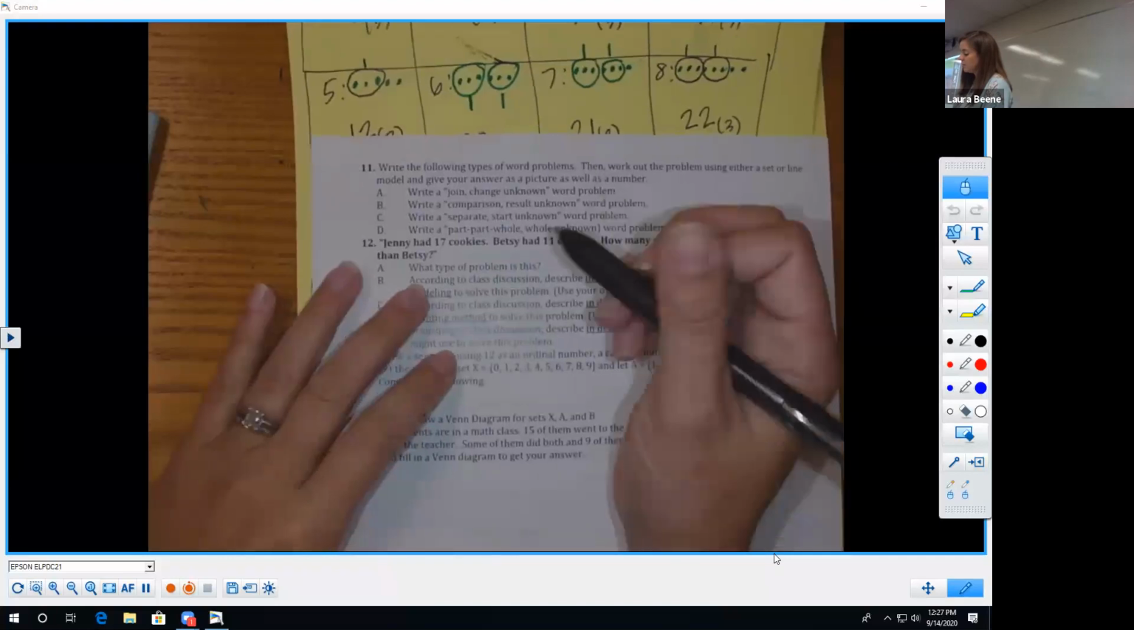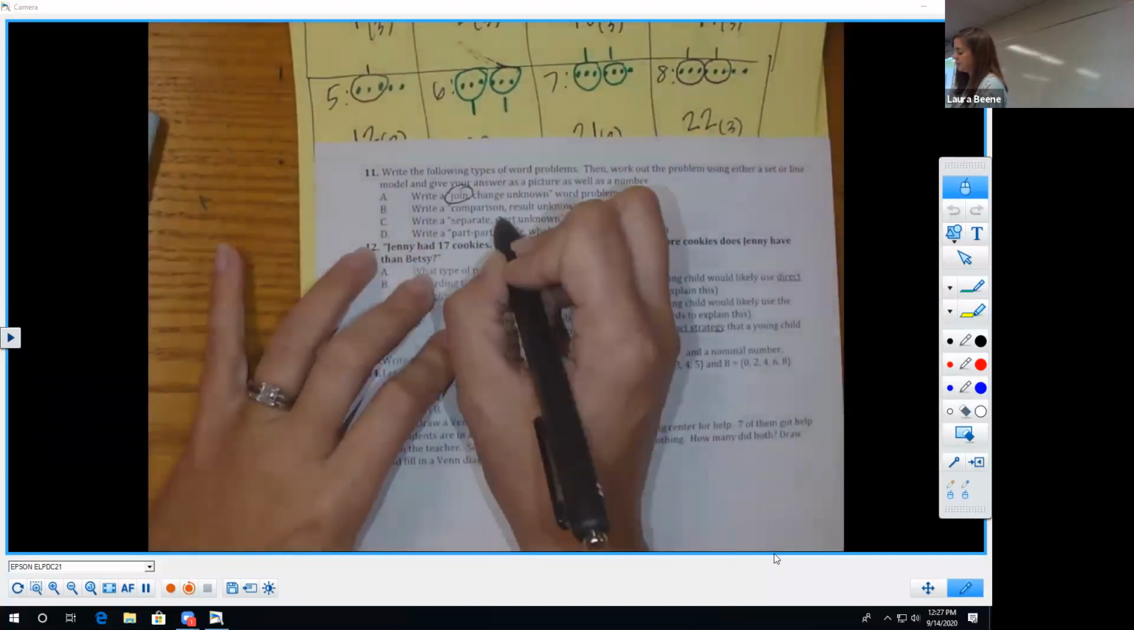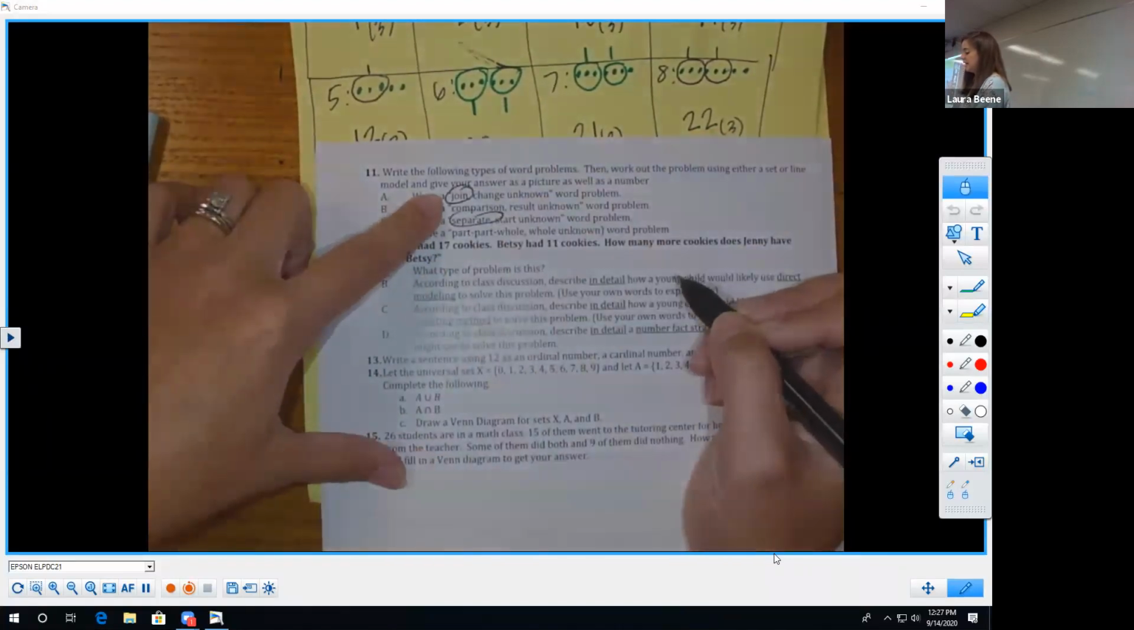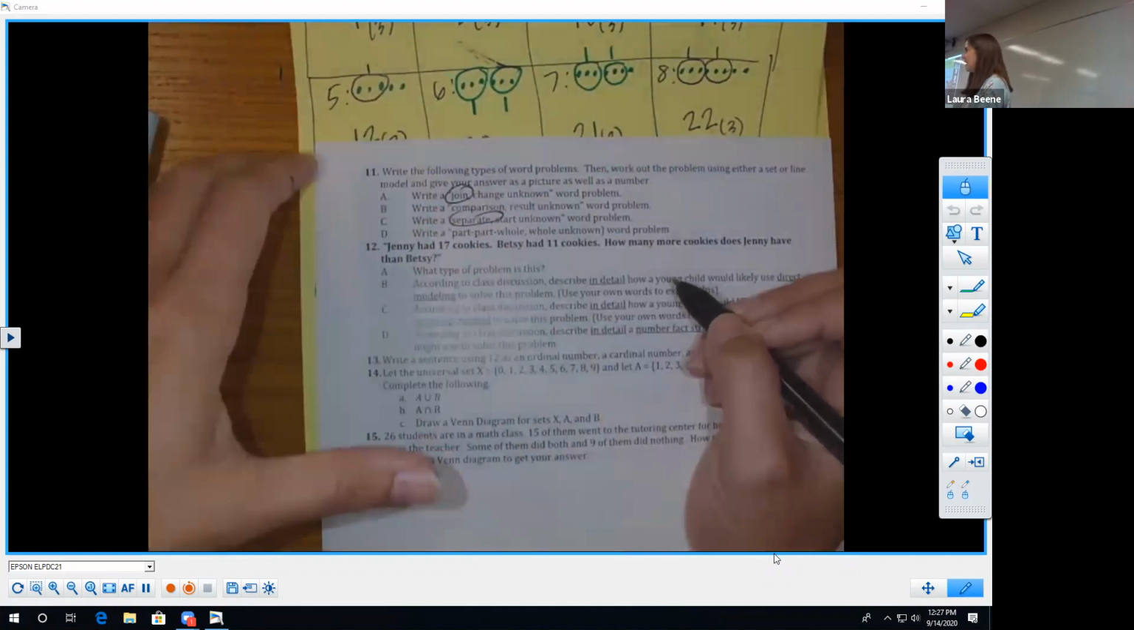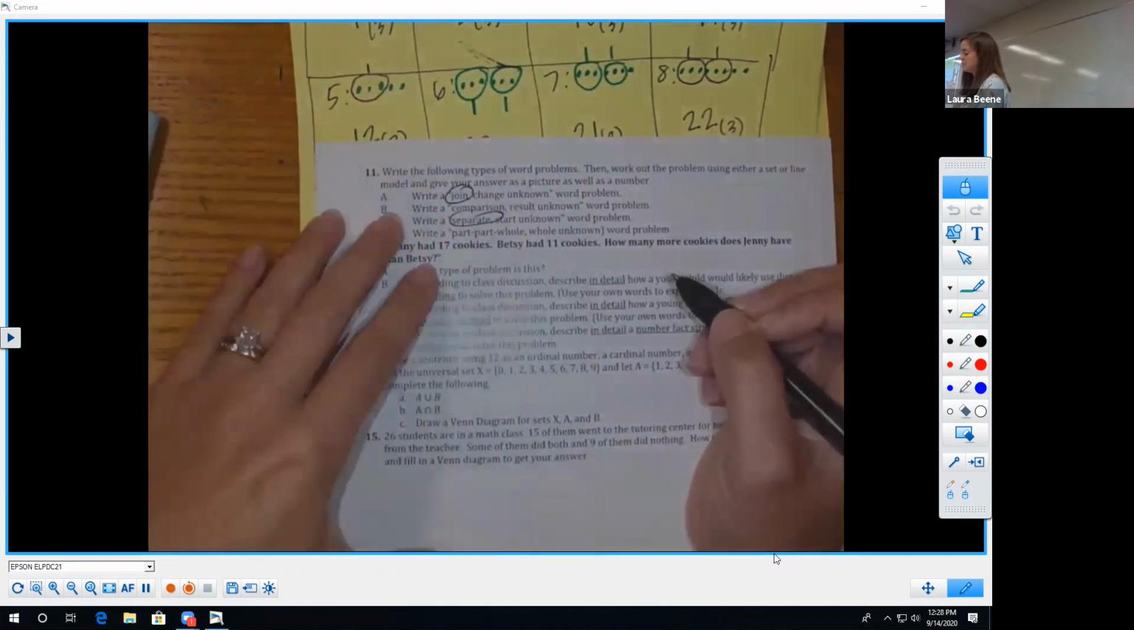So remember the join and separate. That's when you're adding things in or taking things away, when things are actually being removed from the problem or added into the problem.